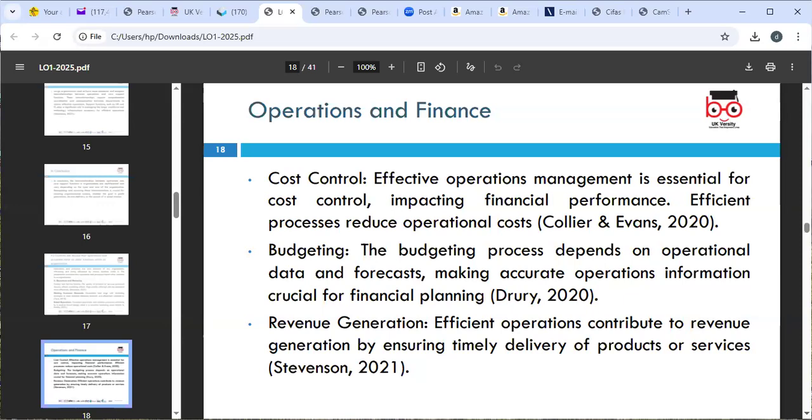Revenue generation. Efficient operations contribute to revenue generation by ensuring timely delivery of product or services. Logistics, supply chain, and distribution must work hand in hand to make this work. And this also becomes a factor for finance, the revenue department: how we can effectively generate revenue within the shortest possible time. You should be able to work with the supply chain or logistics departments.